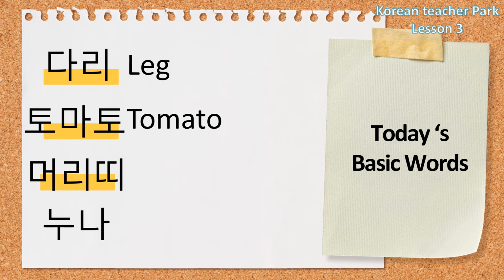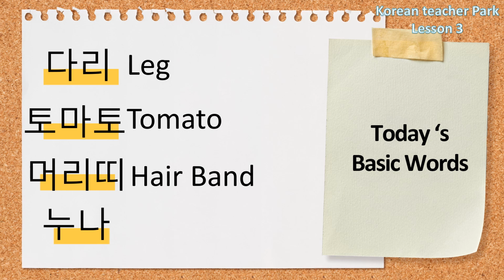Third, how to read? 머리띠, 머리띠. It means hairband. 머리 means hair. 띠 is band. So, 머리띠 means hairband.